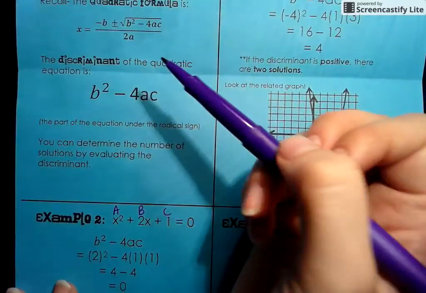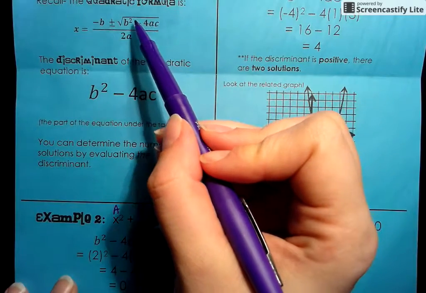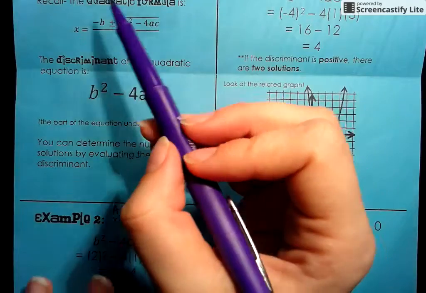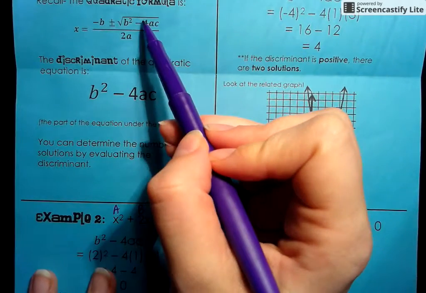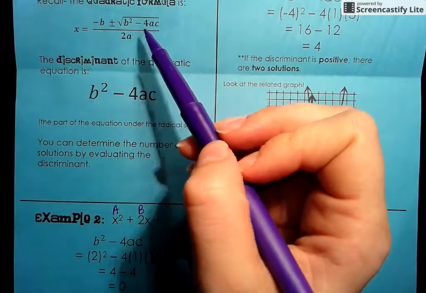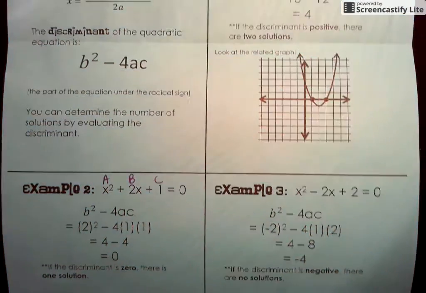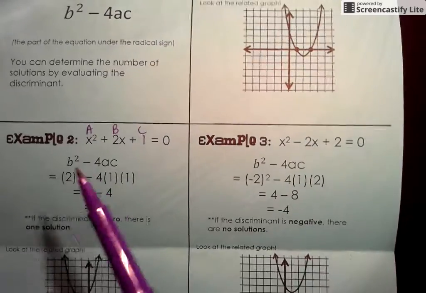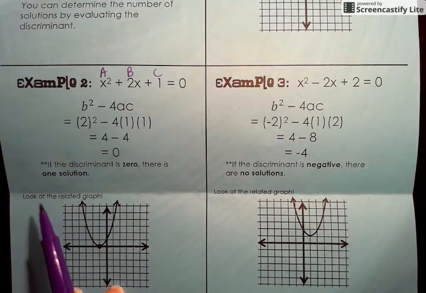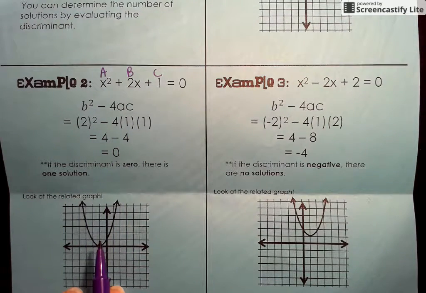Now, if you think about it, if 0 is underneath this radical, I really only can get one answer, because any number added to 0 is that number, and any number subtracted by 0 is that number. So there only could be one solution. If the discriminant is 0, there's only one solution. If I were to graph this, my graph would only touch one point on the x-axis.